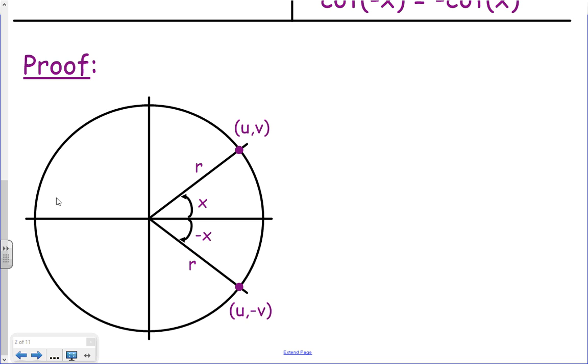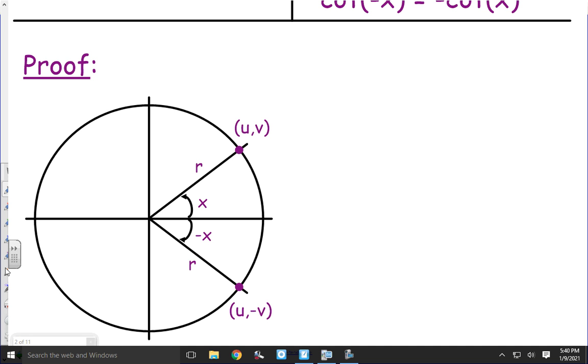So let's deal with cosine. Let's take one of the even functions and show that it is an even function, or show that it has this property of being even. So if I've got a point UV here, and I've just sketched this on a circle with a radius of r, and I've marked the angle as x, I've also sketched where the opposite of x would be, that angle. And the corresponding point there would be u and then the opposite of v. It's the same horizontal component, but the v is the opposite.